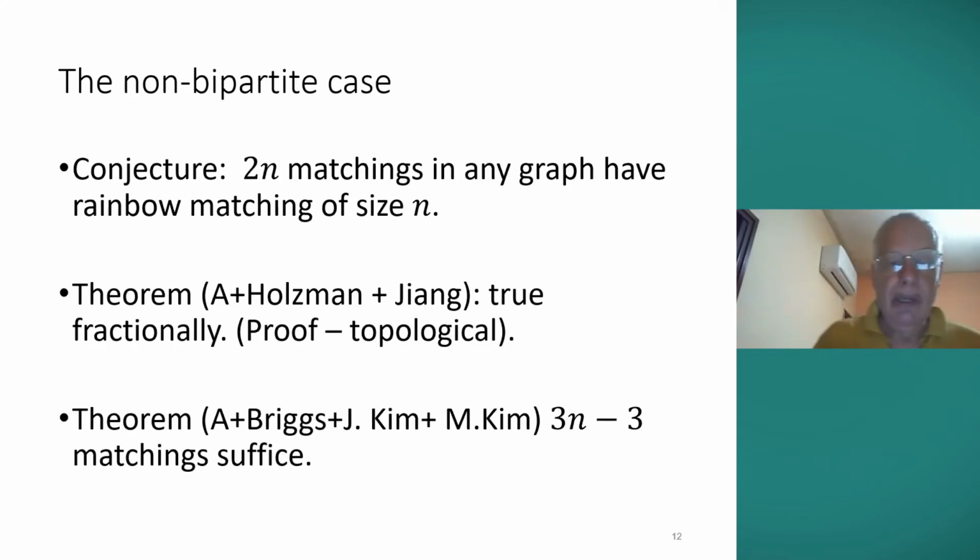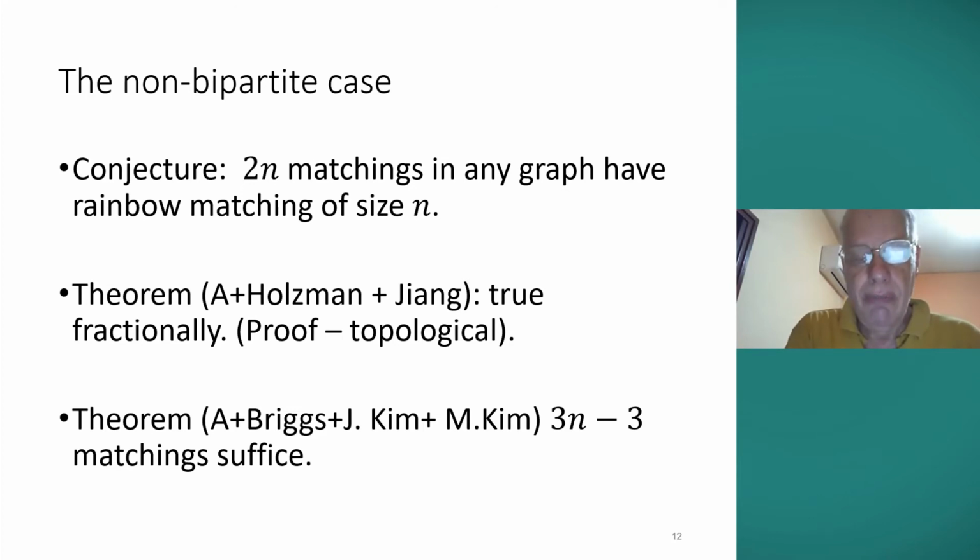Now here's a conjecture. This is the most tantalizing. There are two tantalizing conjectures here. The first concerns matchings in general graphs. In a bipartite graph, 2n-1 matchings suffice to have a rainbow matching of size n. In general graphs, it's not true, but we strongly believe that 2n matchings suffice. There is a very strong reason to believe it. I'll tell you in a minute. But again, 2n matchings in general, and we are very far from proving that.